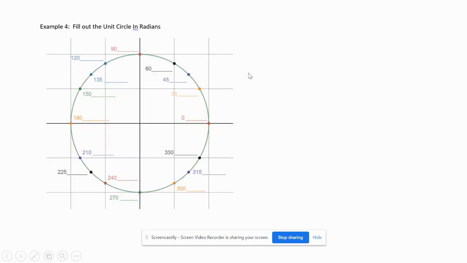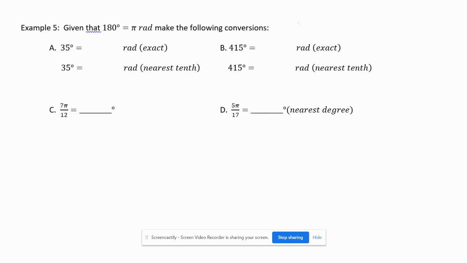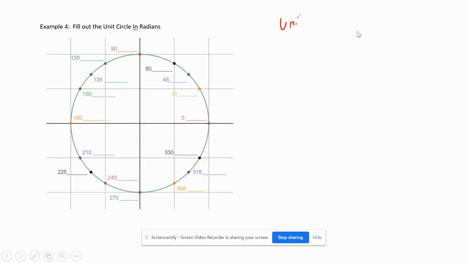Example 4, fill out the unit circle in radians. Here's a unit circle. First of all, what a unit circle means. The unit circle, which we're going to study more in topic 4.2 in the next lesson, is centered at 0, 0 with radius 1. We're going to talk about this more in the next section.